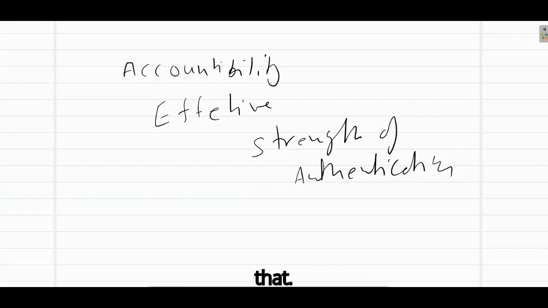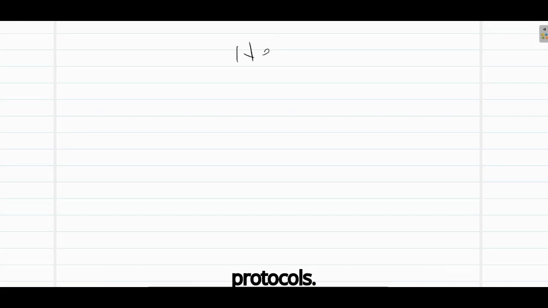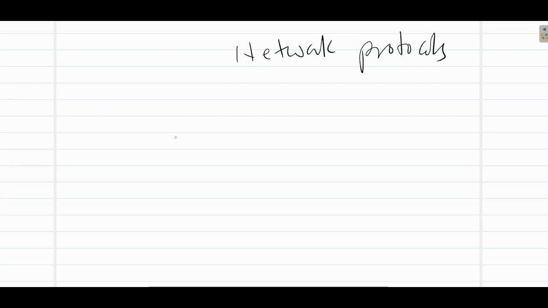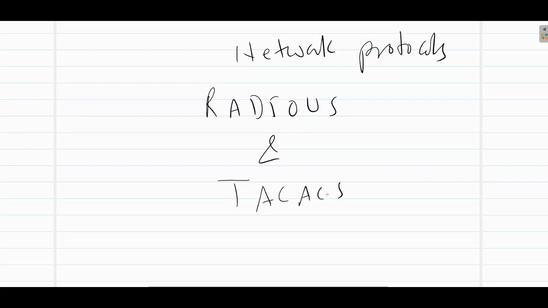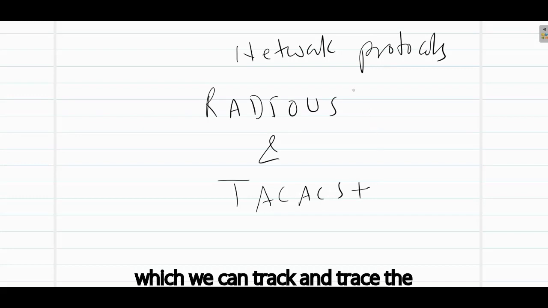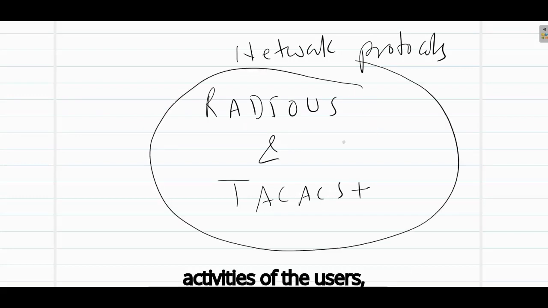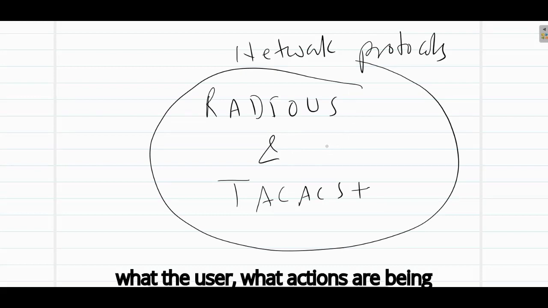So we can say that we can ensure the accountability on the network or system by network protocols like RADIUS and TACACS Plus, in which we can track and trace the activities of the users, what actions are being done by the users on the network.